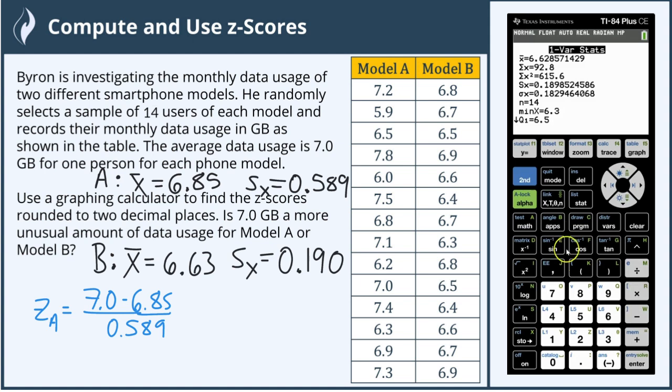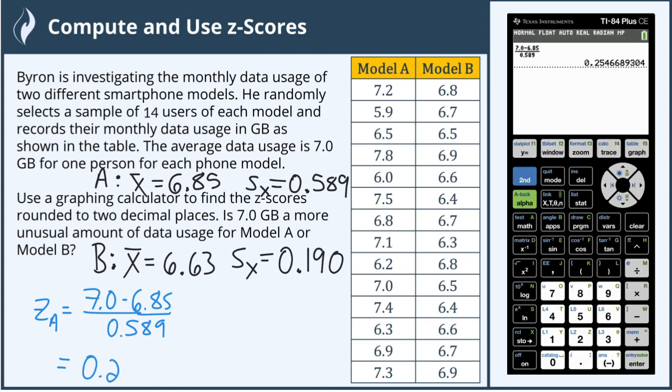I'm going to do second quit to get back out to the main menu. And because I like it, I'm going to use the fraction method in the calculator. I'm going to hit alpha and y equals. That pops up this menu that lets me type into a fraction. I'm going to type in 7.0 minus 6.85 into the top of the fraction, then arrow down to 0.589. Remember, if your calculator doesn't have that capability, you would just use parentheses as we've done in the past. But this gives me that the first z value is 0.25, and we're rounding to the nearest 2 decimal places, so we can stop right there.